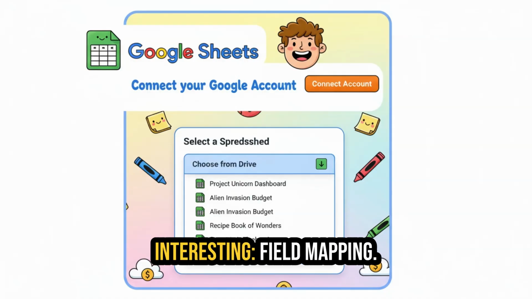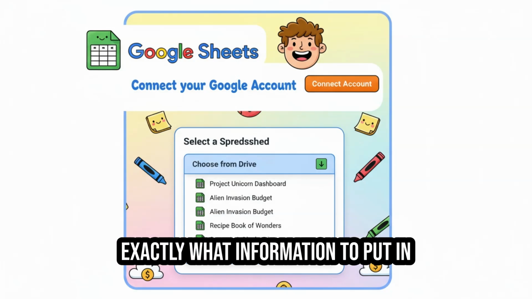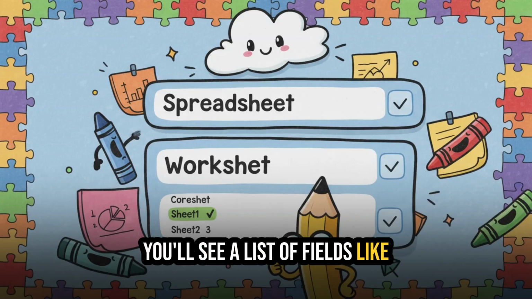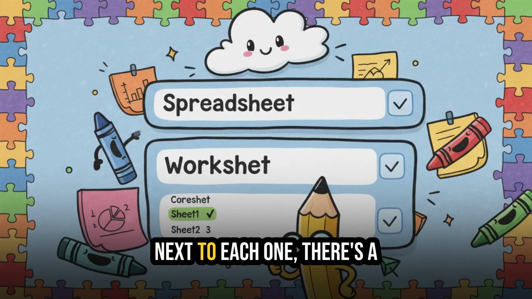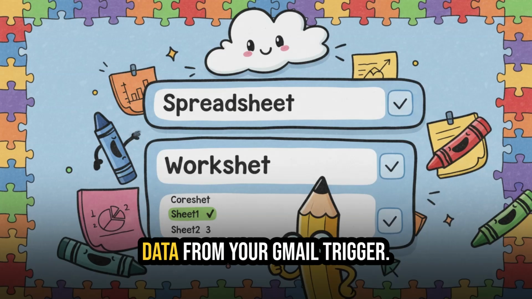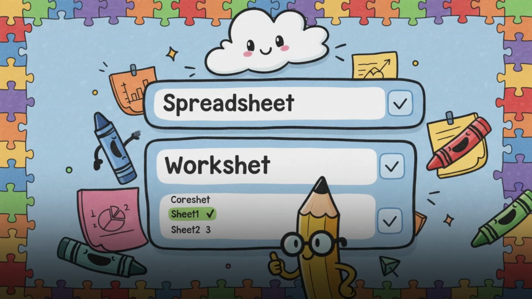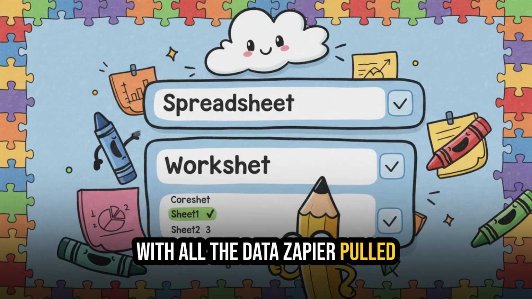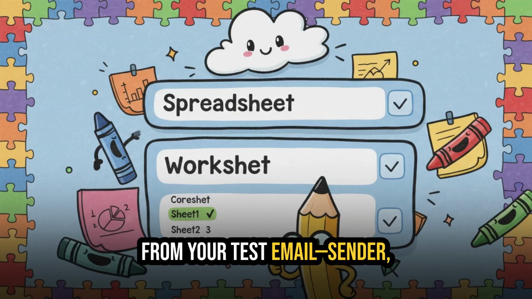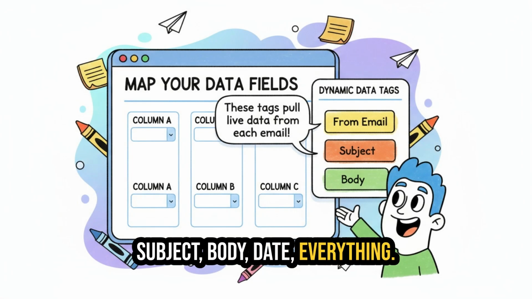Now here's where it gets interesting. Field mapping. This is where you tell Zapier exactly what information to put in each column of your spreadsheet. You'll see a list of fields like column A, column B, and so on. Next to each one, there's a box where you can insert data from your Gmail trigger. Click inside one of those boxes and you'll see a drop-down with all the data Zapier pulled from your test email: sender, subject, body, date, everything.